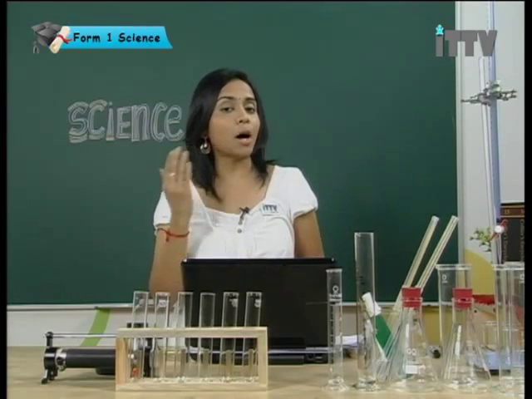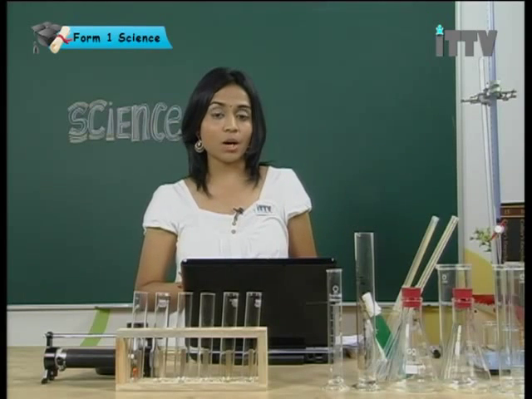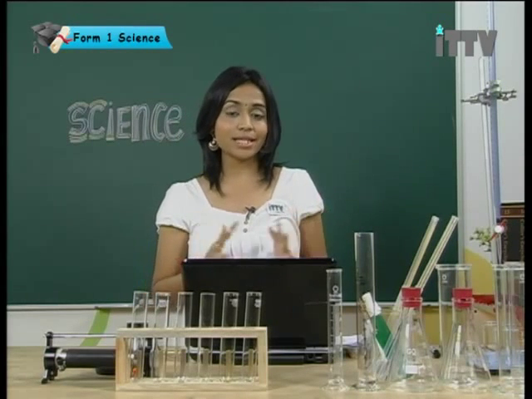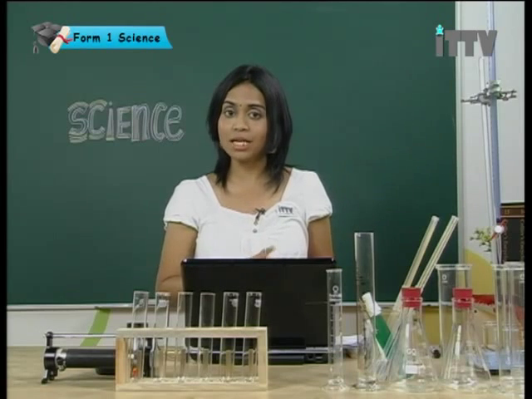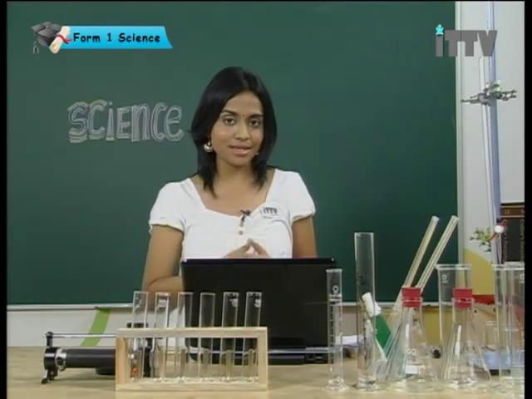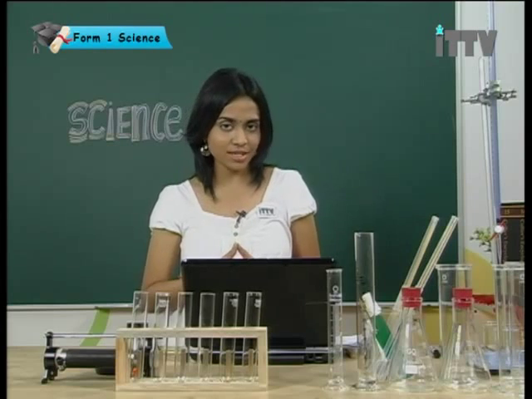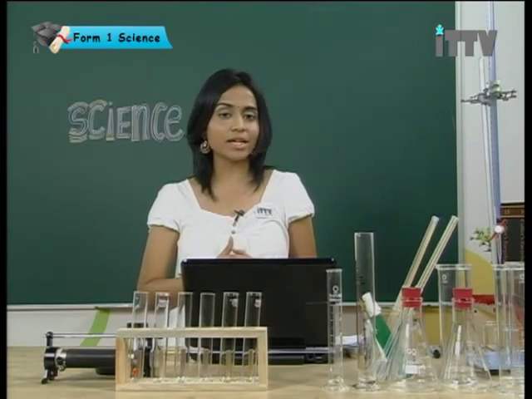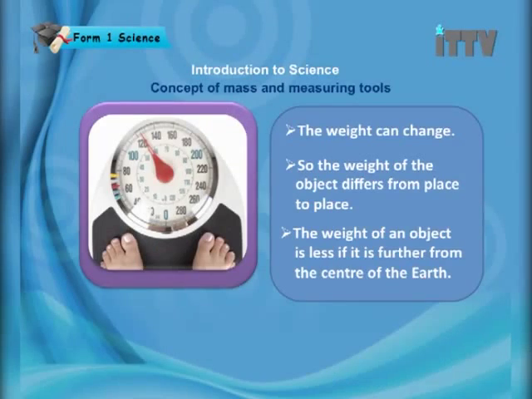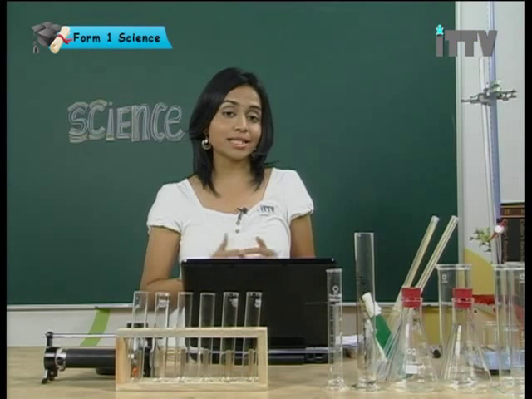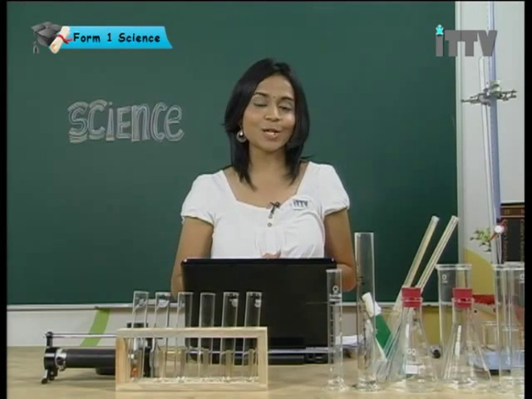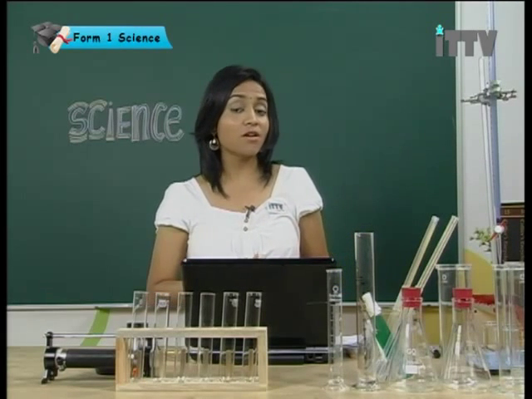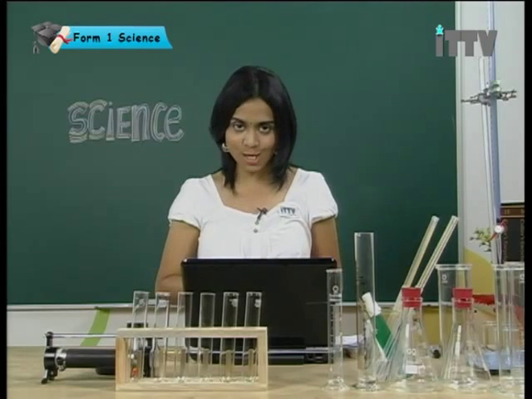Now let's take the mountains and the sea for instance. On top of the mountain, the weight is less because the gravity pull is less compared to under the sea. This is how the weight differs. Let's see the next point regarding weight. The weight of an object differs from place to place. As I told you before, the weight of an object is less if it is further from the center of the earth. So always remember that it is lesser at the equator and lesser on top of a mountain because they are both furthest from the center of the earth.